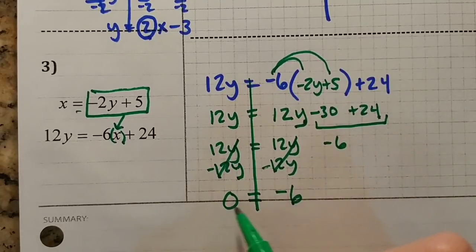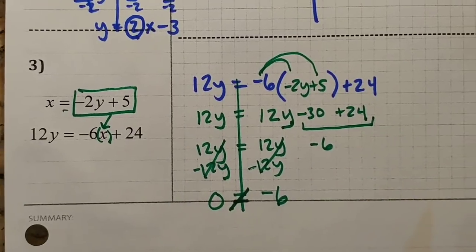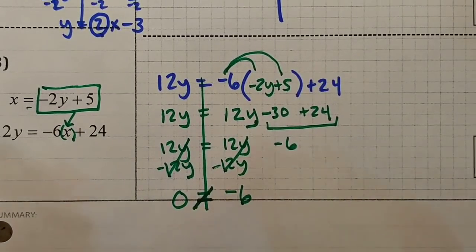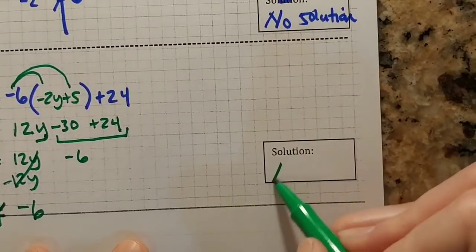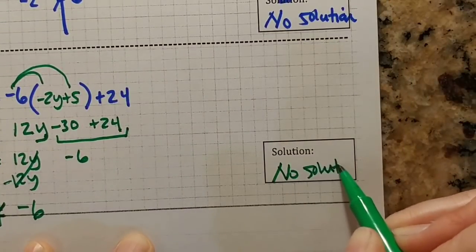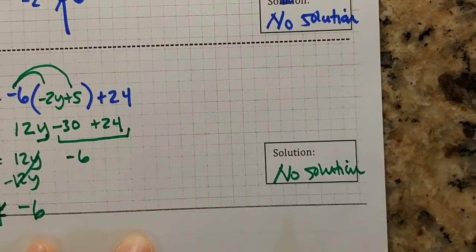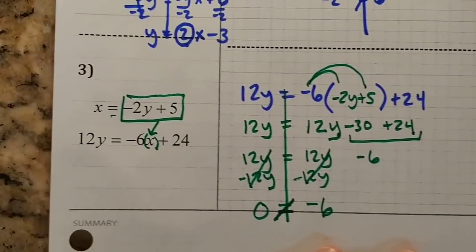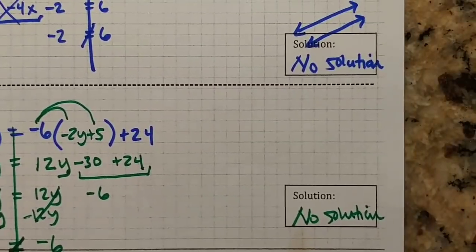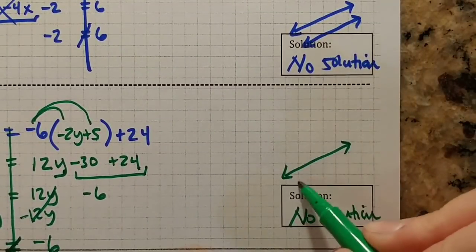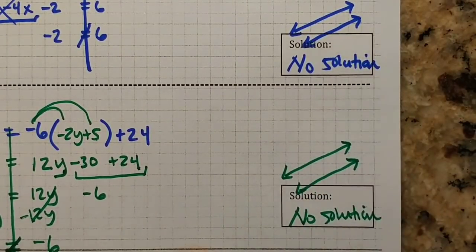And again, I'm left with 0 equals negative 6, a not true statement. 0 is not equal to negative 6. So therefore, because the variable canceled out, and I get a not true statement, there would be no solution. No solution. Okay, well that means if there's no solution, again, these lines are going to be parallel.